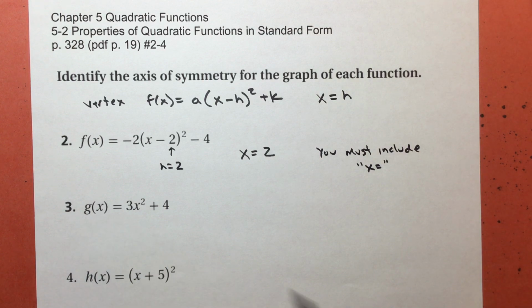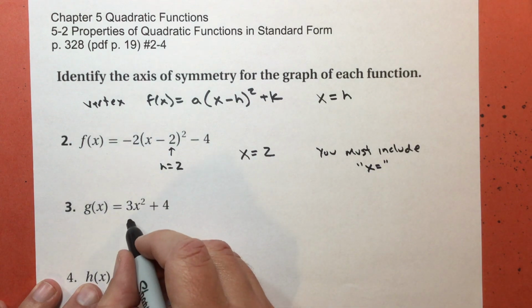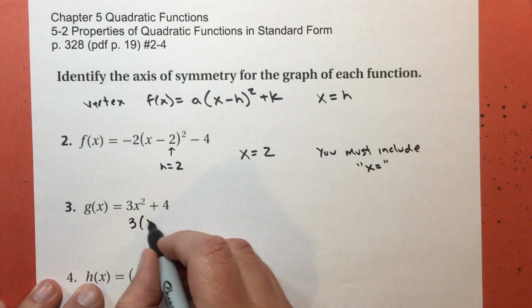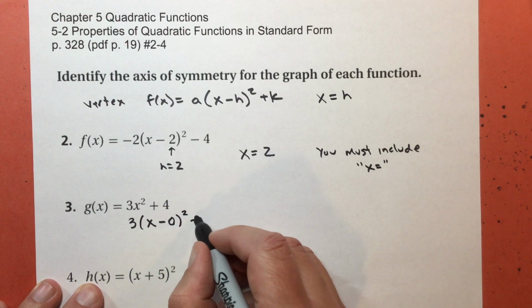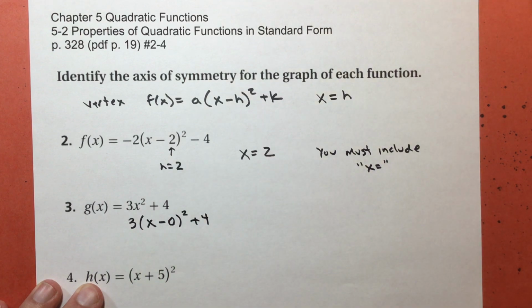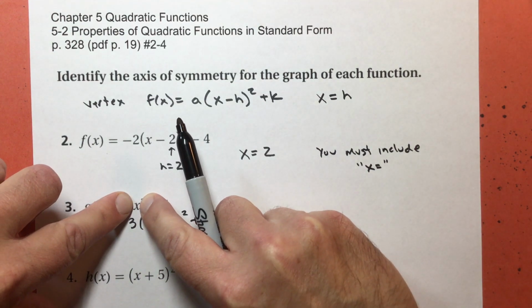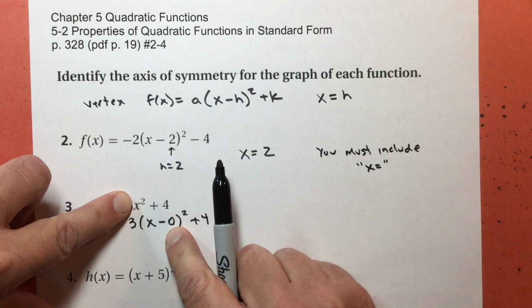Number 3, that does not look like I've got vertex form. That looks like standard form. Guess what? It actually is both. Because in vertex form, this is 3 times x subtract 0 squared. See what I did there? So this x right here is actually x subtract 0. X subtract 0 is still x.